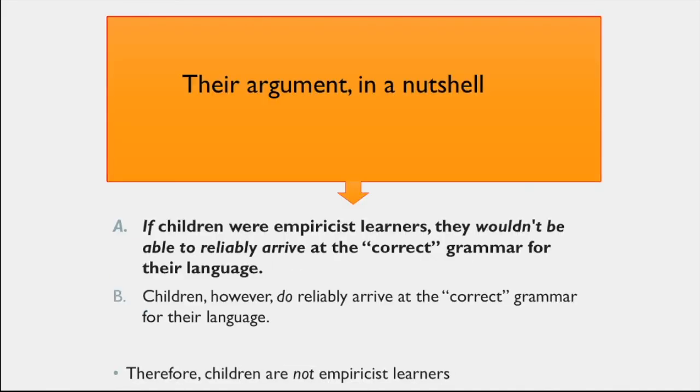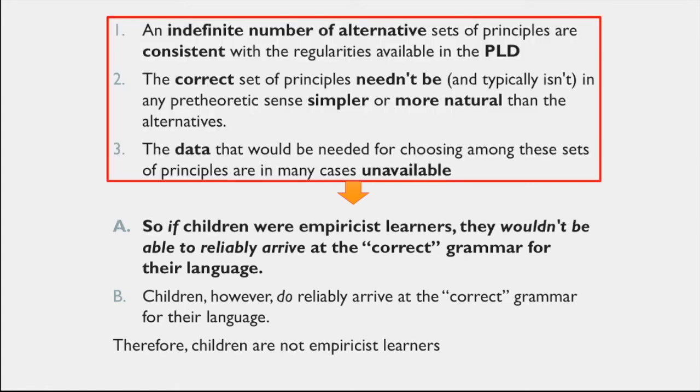Now, if you want to see the argument in a nutshell, it is this. It has a conditional premise and then an additional premise. The first one says that if children were empiricist learners, then they wouldn't be able to reliably arrive at the correct grammar for the language. But children do reliably arrive at the correct grammar of their language. Therefore, children are not empiricist learners. And the rest of the premises are just a way of building the case for A in all the examples that we gave.